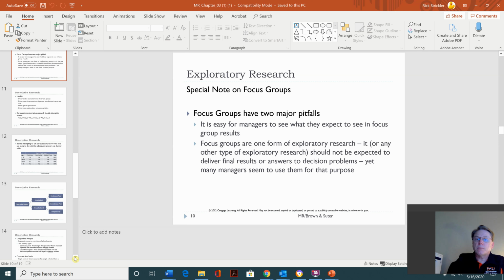So exploratory research. Special note on focus groups. Focus groups have 2 major pitfalls. It is easy for managers to see what they expect to see in a focus group because you can just pick out what you like and ignore what you don't. Focus groups are one form of exploratory research. It, or any other type of exploratory research, should not be expected to deliver final results or answers to decision problems. Yet many managers seem to use them for that purpose because they're easy and quick.